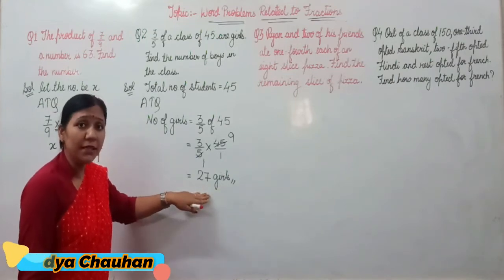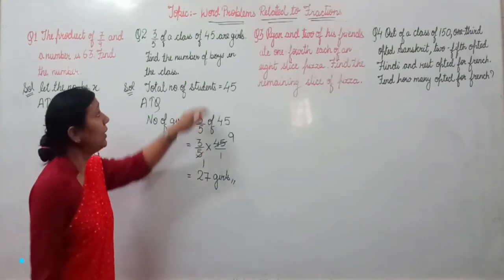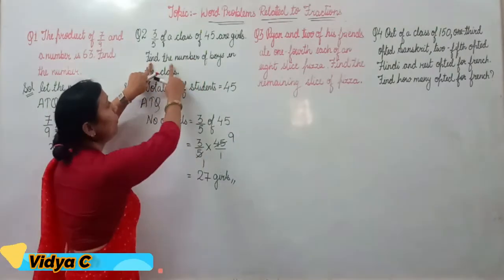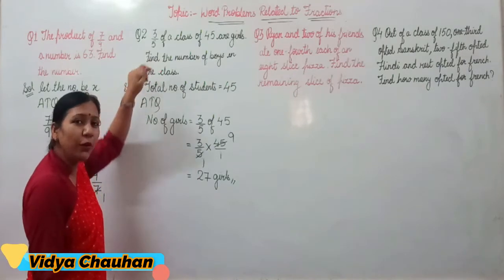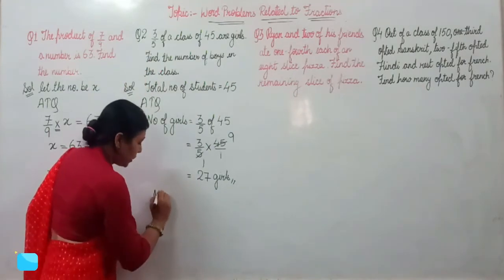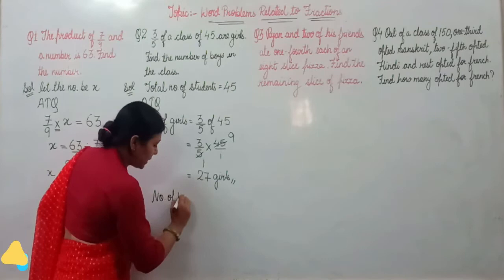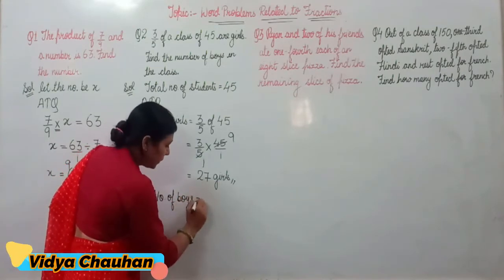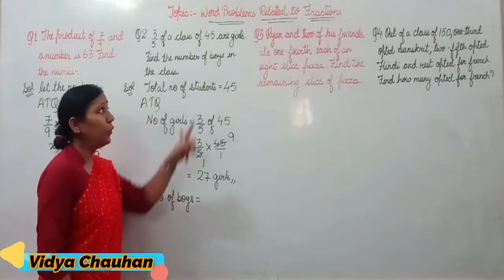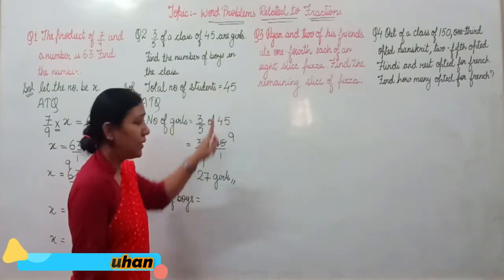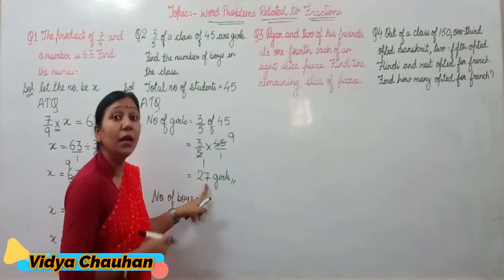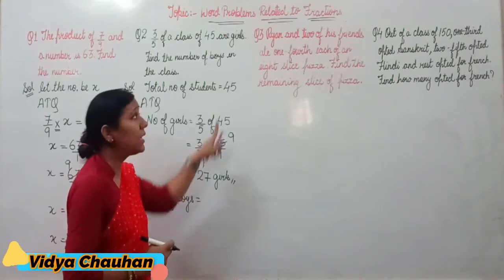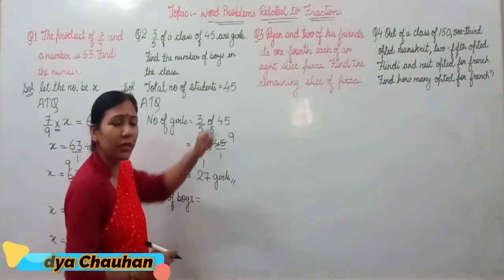But is it our final solution? No. Why? Because the question asks to find the number of boys in the classroom. So how are you going to find the number of boys? The number of boys will be equal to the total number of students given to us minus the number of girls we have calculated. We find it by subtracting the number of girls from the total strength of the classroom.